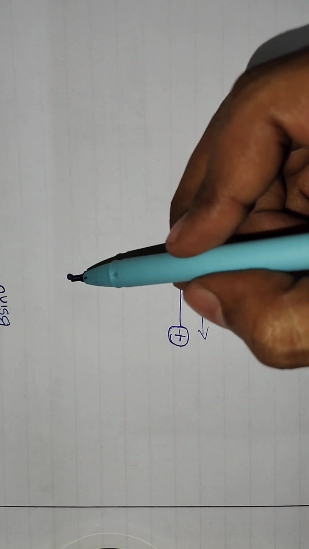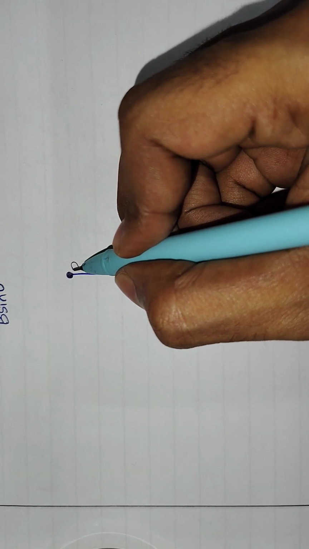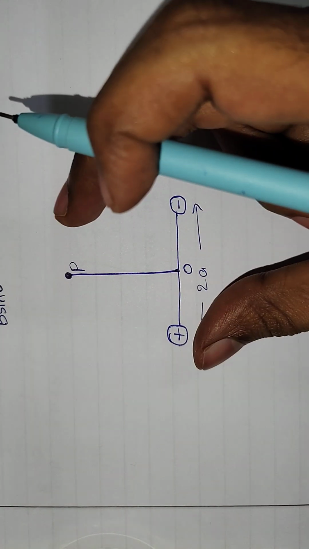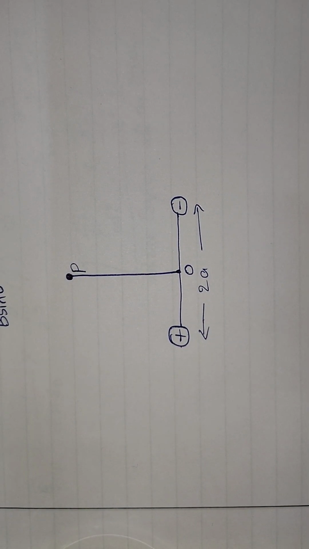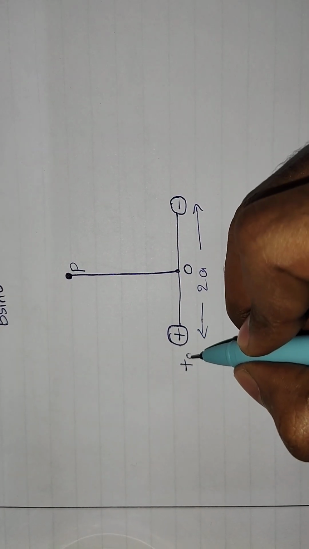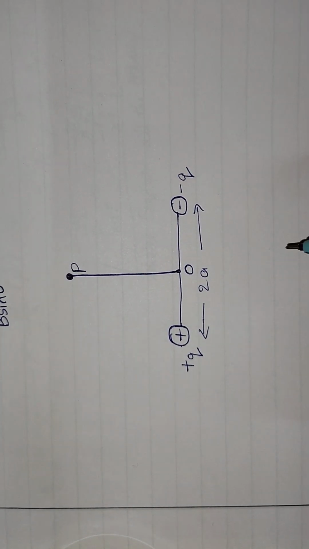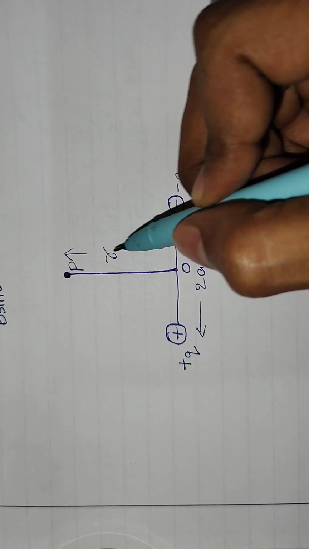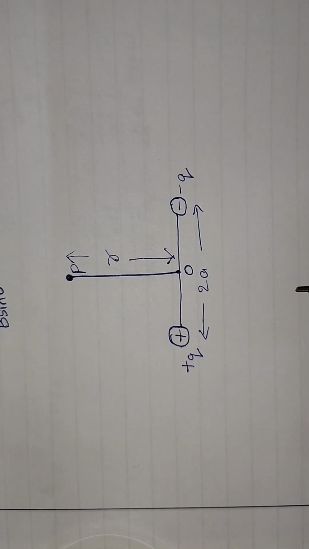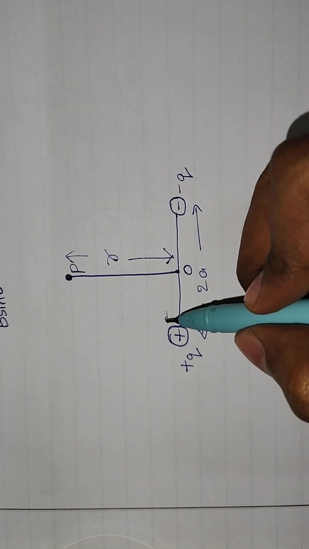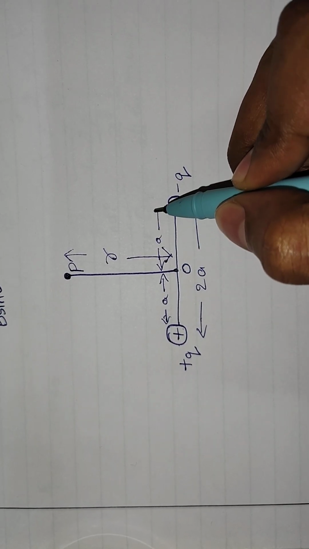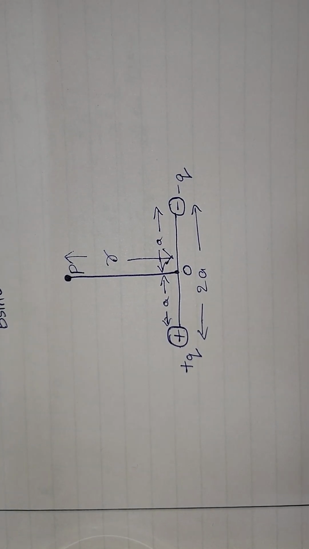Now I need to find the electric field at the equatorial point P due to this plus charge and due to this minus charge. After drawing this diagram, explain a few words about it. Consider a dipole consisting of plus charge q and negative charge minus q separated by the distance 2a. Point P is an equatorial point located at a distance r from the center of the dipole. So what will be the distance from the center of the dipole to the positive charge? This will be a and this will be a, so the total length is 2a.